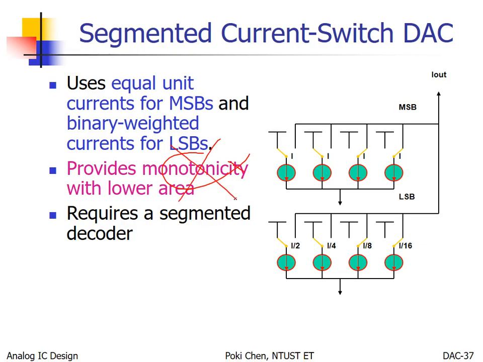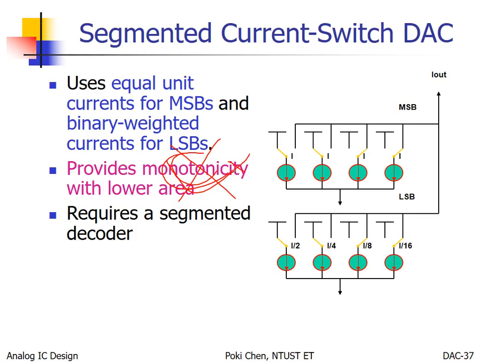On the contrary, with current sources, you can secure monotonicity. You have a lot of benefits, but for implementation, it is really hard. So what's next? Again, you can hybrid both of them.